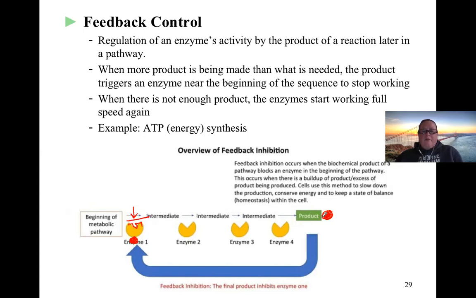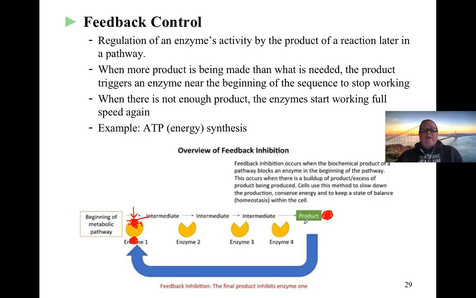Sometimes the product itself may bind to this spot right here, the active site, and block anything from entering that active site. That's called competitive inhibition. It's actually competing for the active site location. And it doesn't always happen this way. Sometimes the excess product will send a chemical signal that somehow initiates inhibition somewhere down the line. So in feedback control, it is ultimately the product that is controlling how the reaction sequence is going.